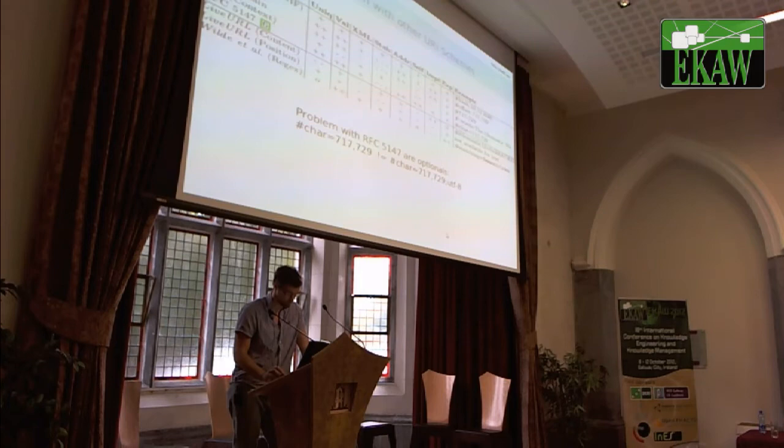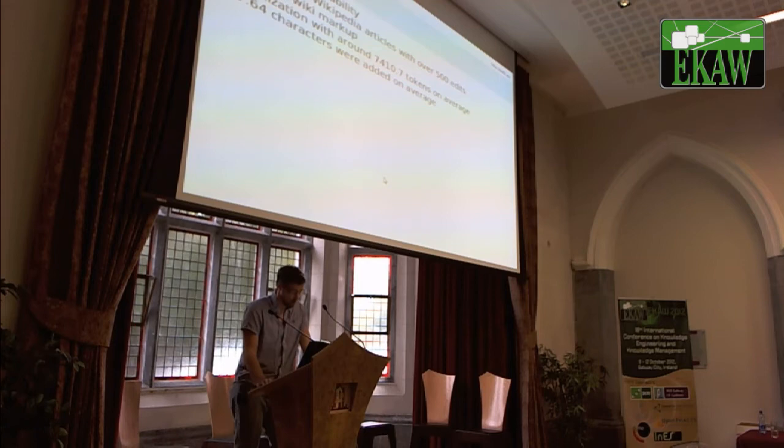There are some comparisons between different URI schemes. The offset one is very similar to RFC 5147. The problem here was that 5147, the Request for Comments standard, had some optionals. So if you have a SPARQL query with these URIs, and you add an optional here, like the encoding, then these are not the same anymore, and you would have to do some owl:sameAs reasoning, which is not very scalable.